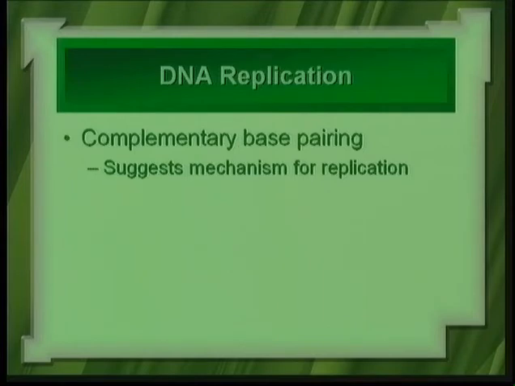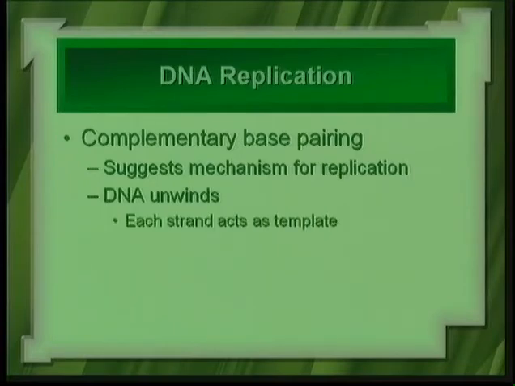Okay, so they were able to brilliantly figure this out. So what happens when DNA unwinds? For DNA to replicate, first of all, the DNA unwinds because remember it's in a helix, which is a spiral. The DNA unwinds, and each strand separates from the other, and each of them acts as a template for a new strand.